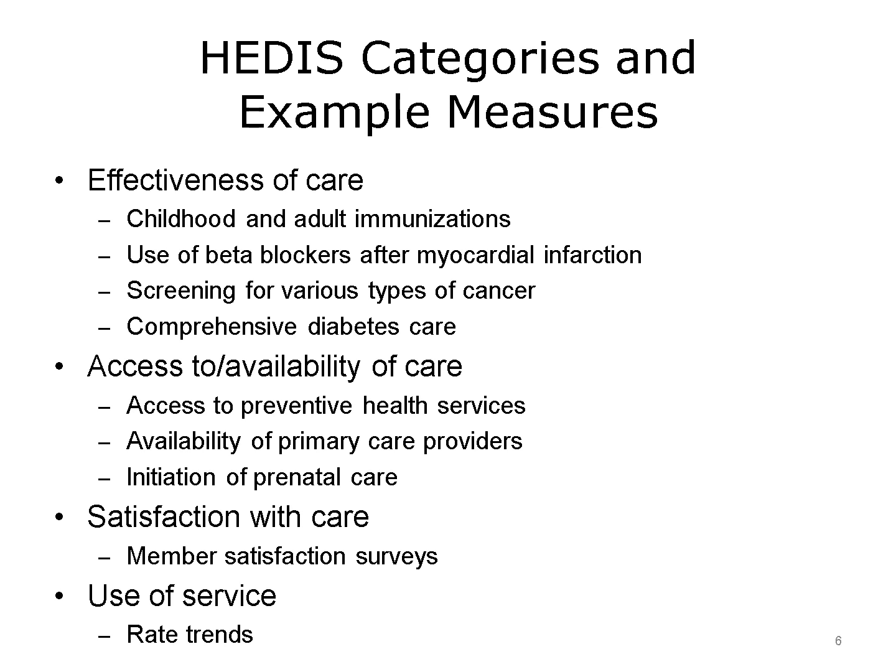Another category includes measures on access and availability to care, such as access to preventive health measures, how available primary care providers are, and how soon prenatal care is initiated. HEDIS also has measures related to satisfaction with care, including member satisfaction surveys and the use of various services such as preventive measures. These measures allow health plans to compare themselves to other health plans.